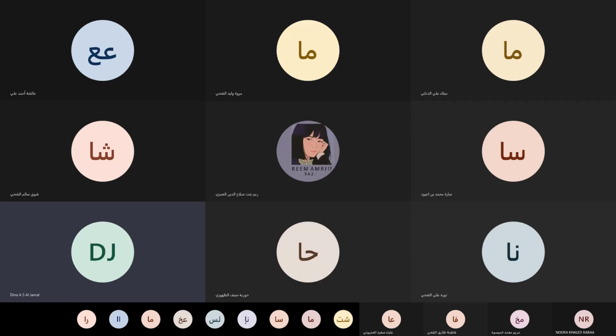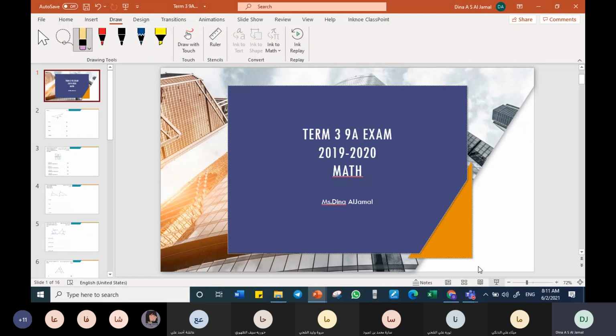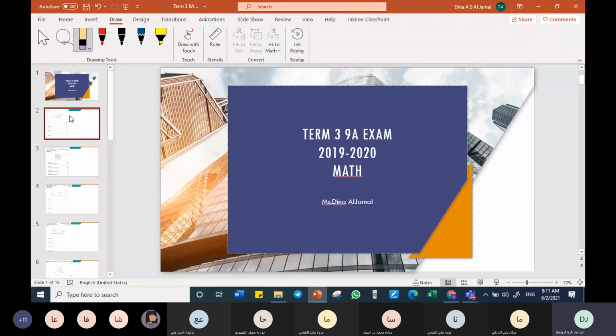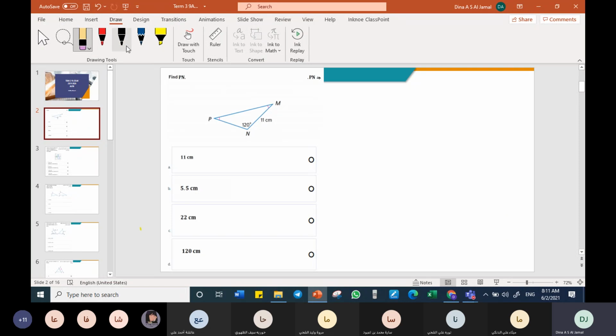So today we will be solving together the term 3, 9A exam of year 2019-2020. For each question we will have 4 multiple choices. First of all, our question: find PN. I'm having a triangle, and it gives us a really important piece of information: angle P is congruent to angle M.